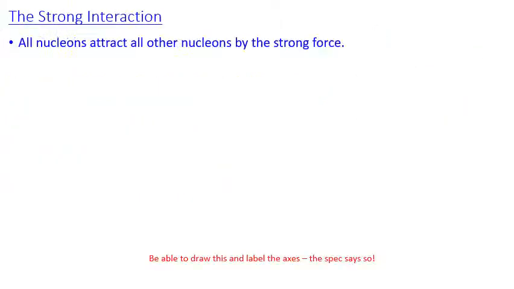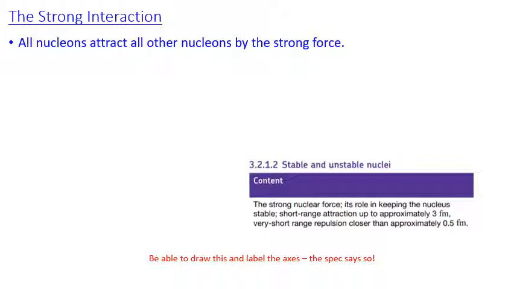Well, it's the strong nuclear force, the force by which all nucleons attract all other nucleons. So we've mentioned the protons are repelling the other protons in a nucleus by the electromagnetic force, but the protons are attracting other protons by the strong force. The protons are also attracting neutrons by the strong force. Neutrons are attracting protons by the strong, and neutrons are attracting neutrons by the strong.